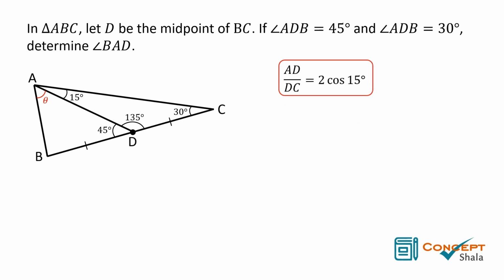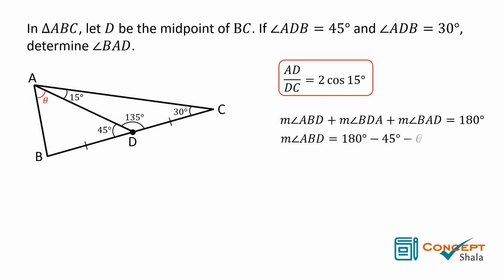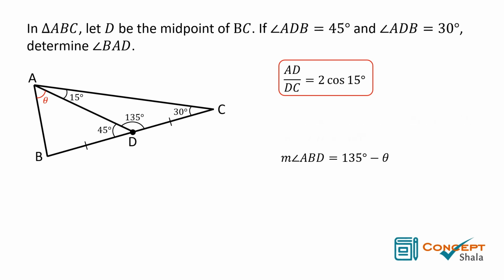Now let's move our focus to triangle ABD. In this triangle, the sum of the measures of the angles ABD, BAD and ADB is 180 degrees. And angle ADB is a 45-degree angle. So angle ABD is equal to 180 degrees minus 45 degrees minus theta, that is 135 degrees minus theta. Let us mark this in the figure.